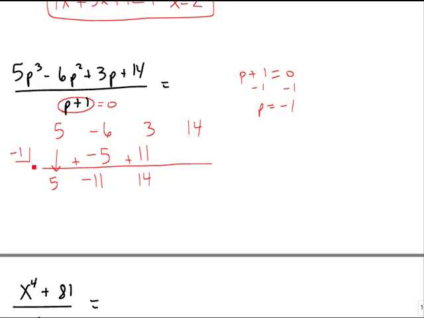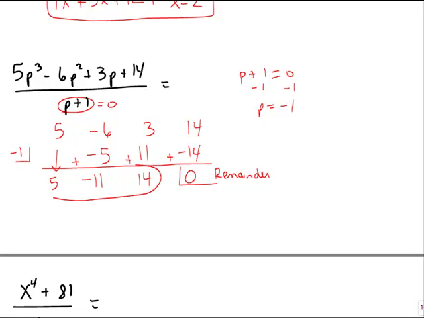Then we're going to multiply again. -1 times 14 is -14. And then we're going to add down. 14 plus -14 is 0. So we multiply the numbers below the line, and then we add down to get the number below the line. The number in the farthest right corner is your remainder. In this case, we got a 0, so that means we have no remainder.